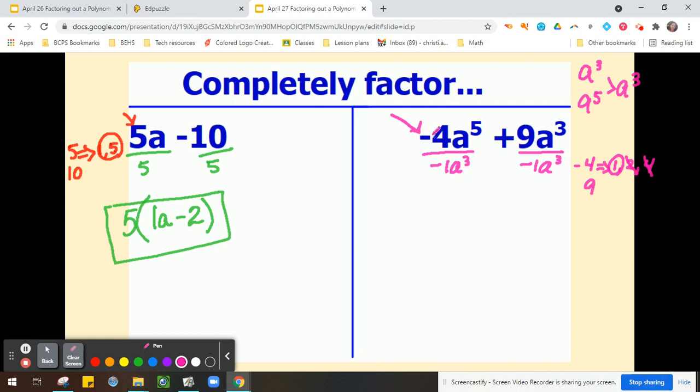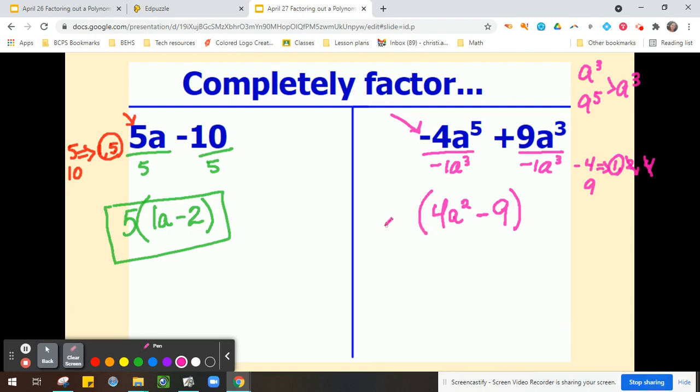As I get ready, I do the same process. Negative 4 divided by negative 1 is positive 4. A to the 5 minus 3 is a to the second power. Then 9 divided by negative 1 is going to be negative 9. So don't be too quick to copy that plus sign in between. Do the actual division. It comes out to negative 9. And then a to the 3 minus 3. 3 minus 3 is 0, so I do not have any variables to come down with my 9.